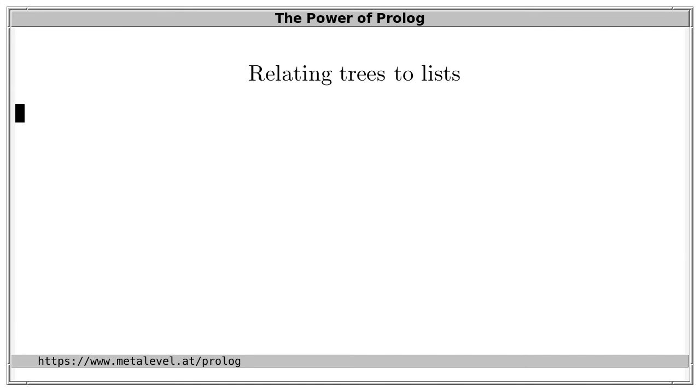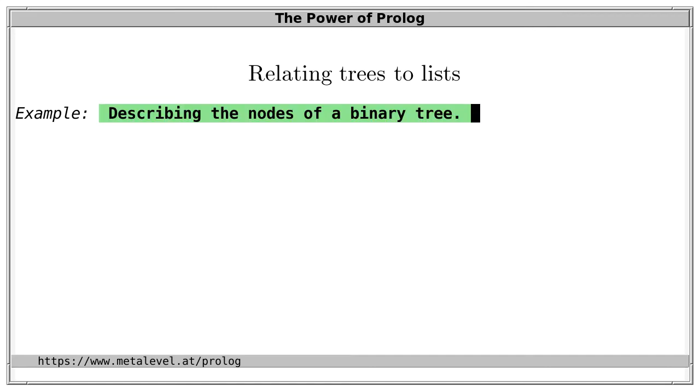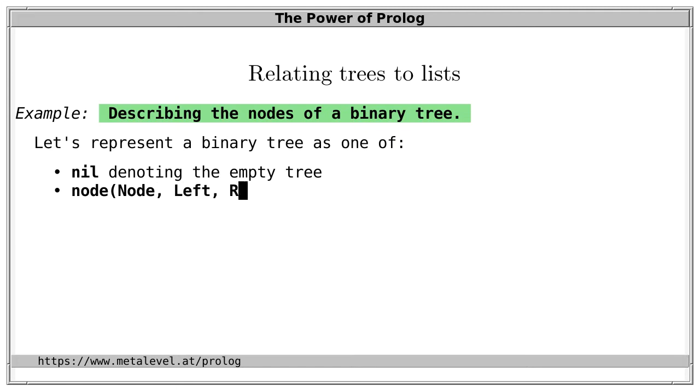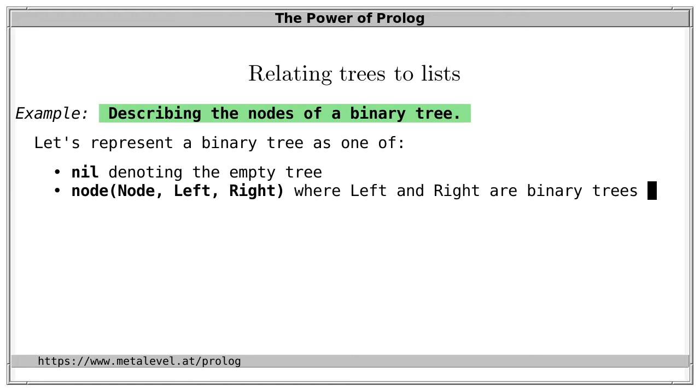DCGs are also frequently used to relate trees to lists. For instance, let's describe the nodes of a binary tree, where we assume that the tree is either the atom nil for the empty tree, or a term with principal functor node with 3 arguments, the name of the node and the left and right subtree, where left and right are binary trees of this shape.